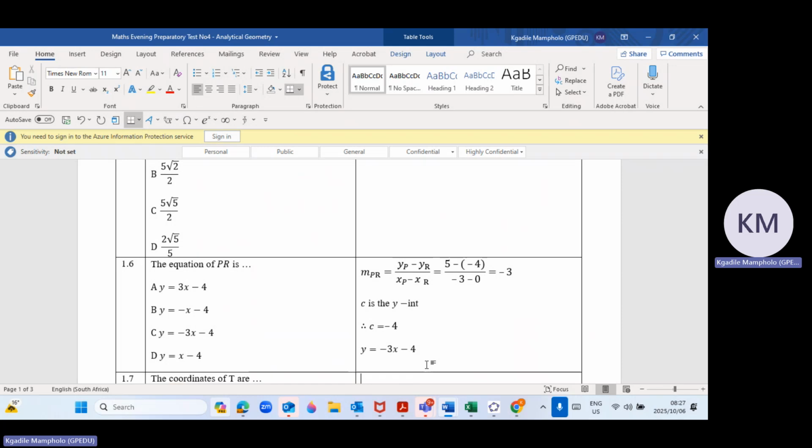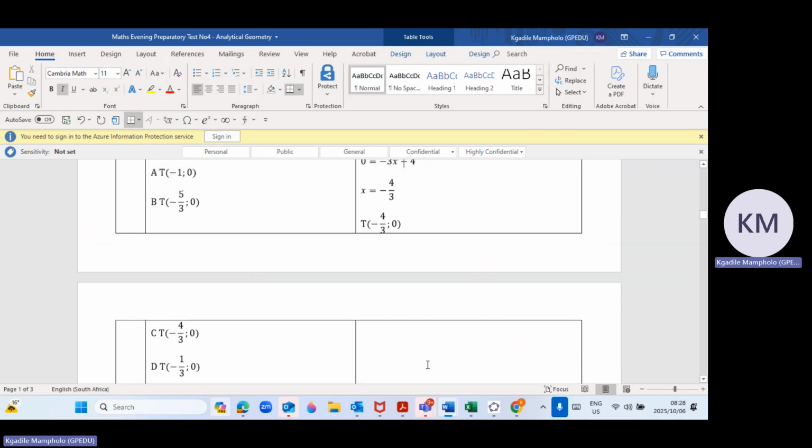Then you substitute in the equation y equals mx plus c to get that. Or we know that the y-intercept is always the value of c. So if you check, R is the y-intercept, then c is -4. Then you'll have y equals -3x minus 4. Then the equation would be y equals -3x minus 4.